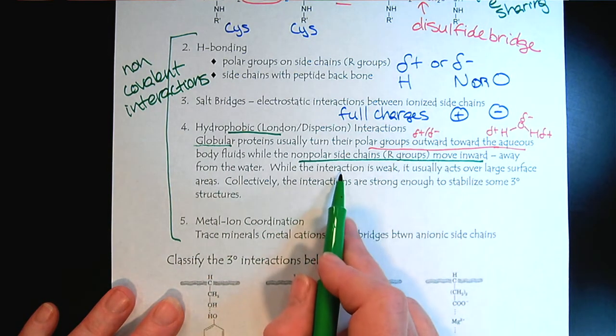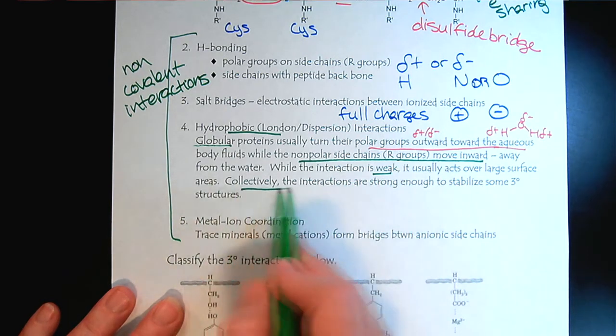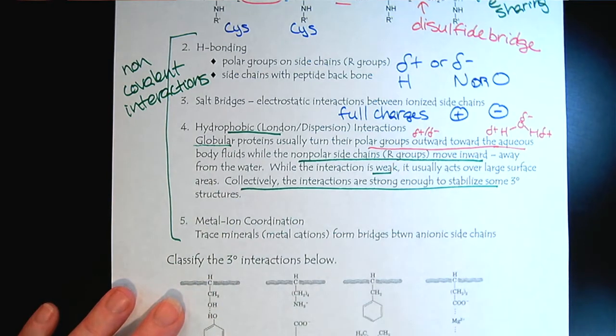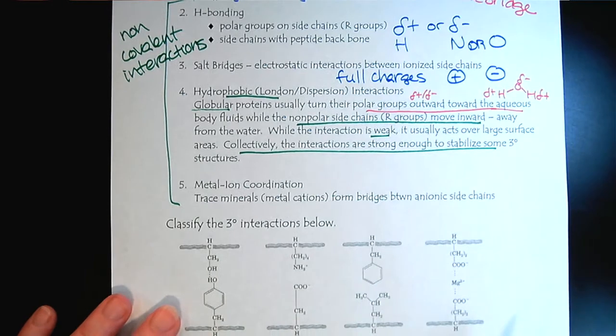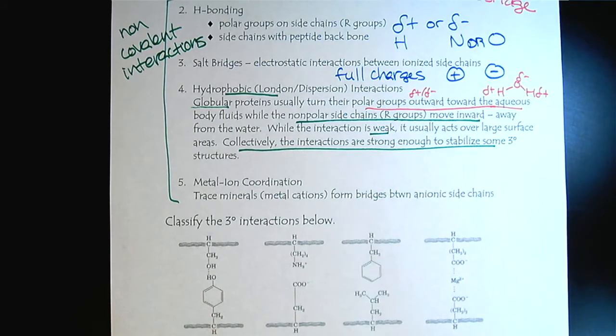And so even though the hydrophobic interaction is weak, collectively we can create tertiary structure because there's a lot of nonpolar R groups amongst the amino acids. So what they lack in strength, they make up for with numbers.